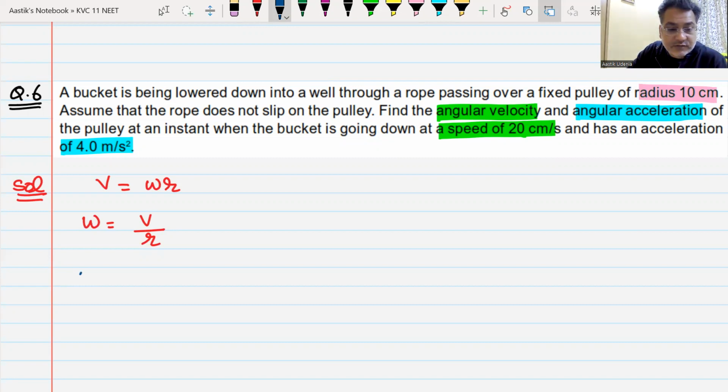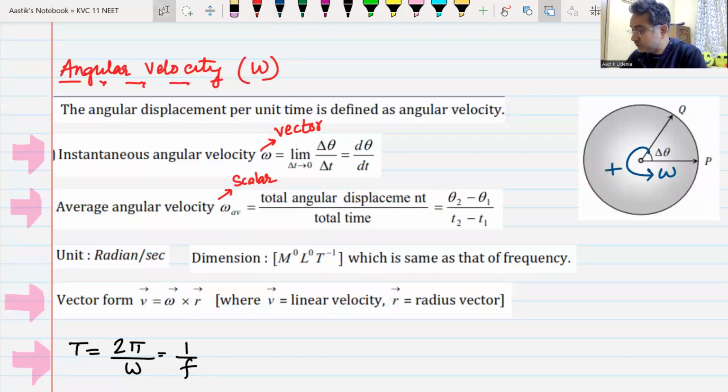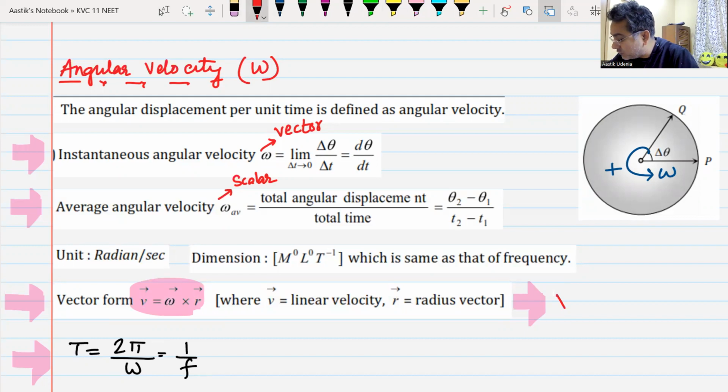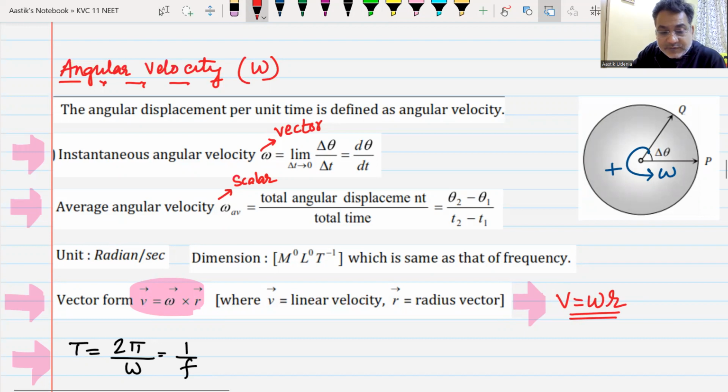See, I had given you the formula here also. It was given in the vector form. Here you go back and just write the formula in the scalar form also. V is equal to omega R. Just write it like this also. V is equal to omega R. I thought that you know it. I told you that, but probably you missed it. V is equal to omega R, and come to angular acceleration.